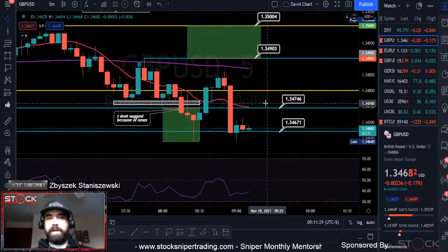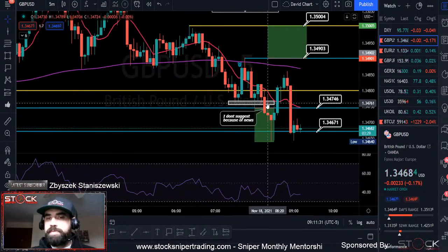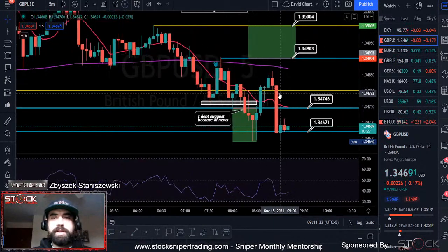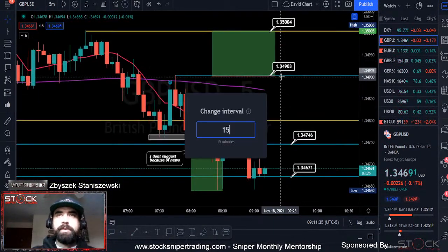All right, let's check it out where we're at. Oh, there's divergence spotted on GBP USD currently. Let's check with the 15-minute now.